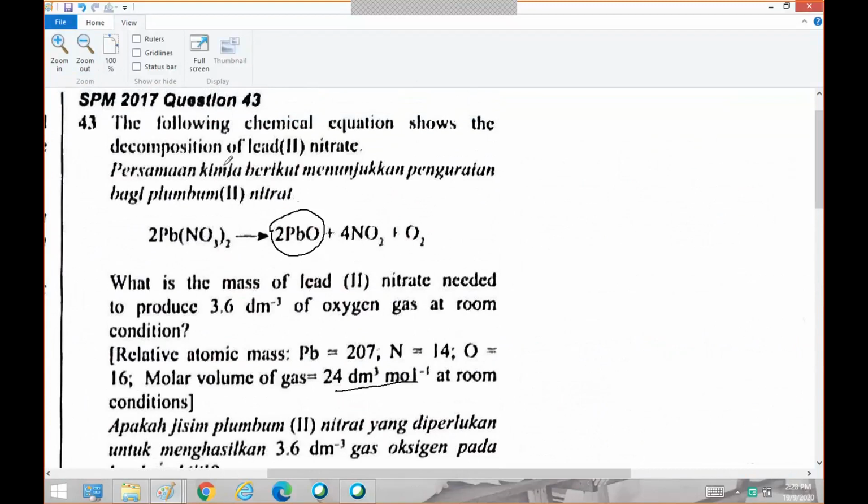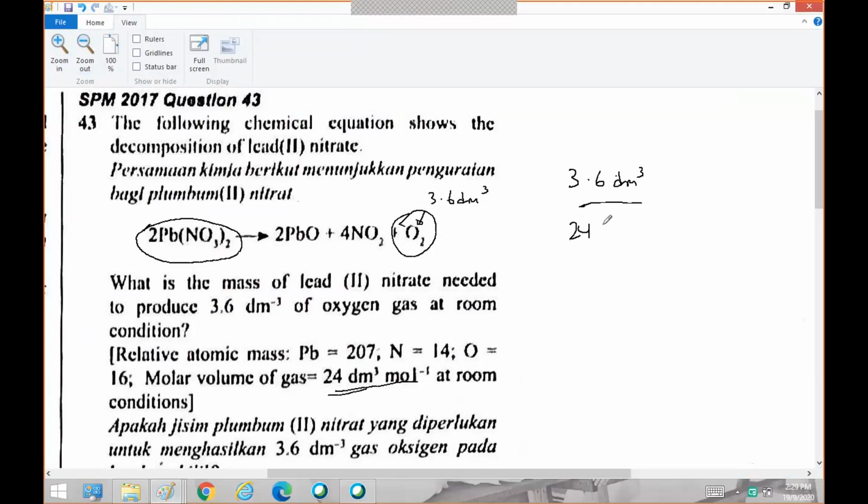What is the mass of lead(II) nitrate? So this is the answer you want. That means they want you to find the mass of this. They will produce 3.6 decimeter cube of oxygen gas. Okay, no problem. We're going to find the number of mole of oxygen that we need to make. Given that 24 decimeter cube, we just take 3.6 decimeter cube, divide by that to find the number of mole of oxygen. So let me just calculate that. 0.15. Okay, what do I do next?